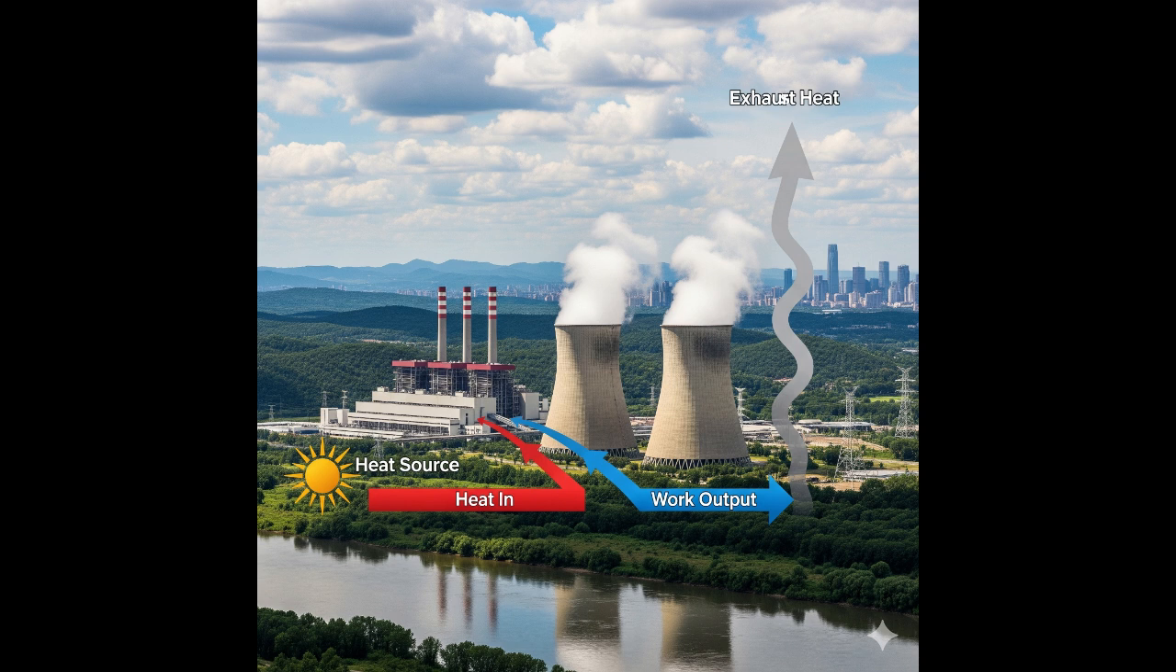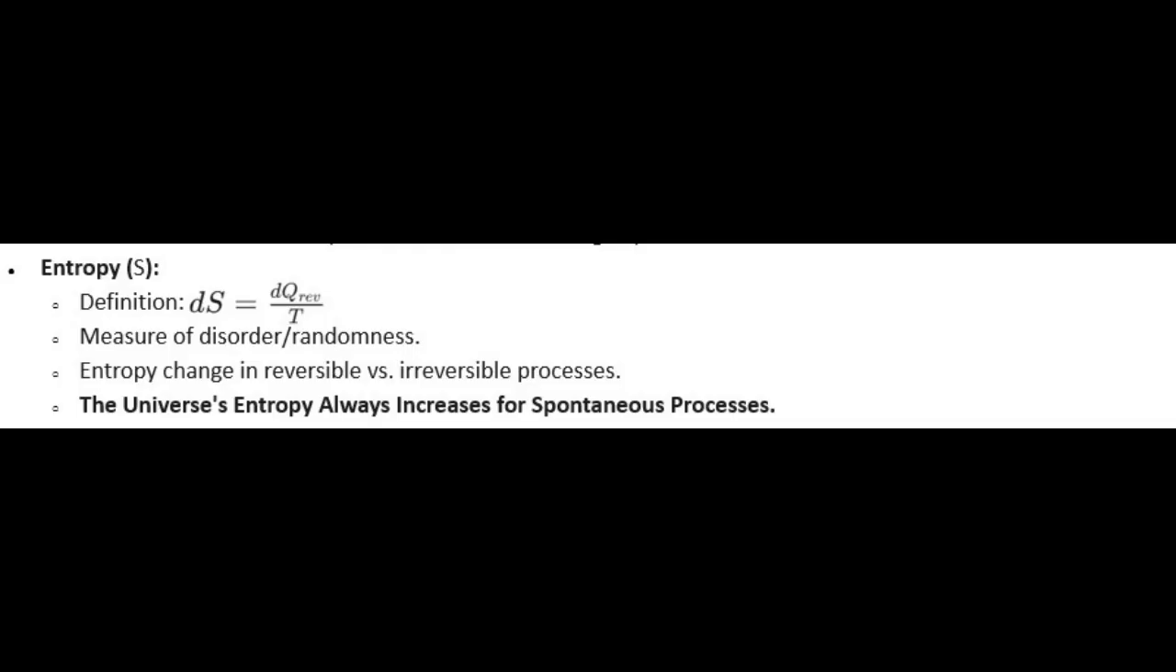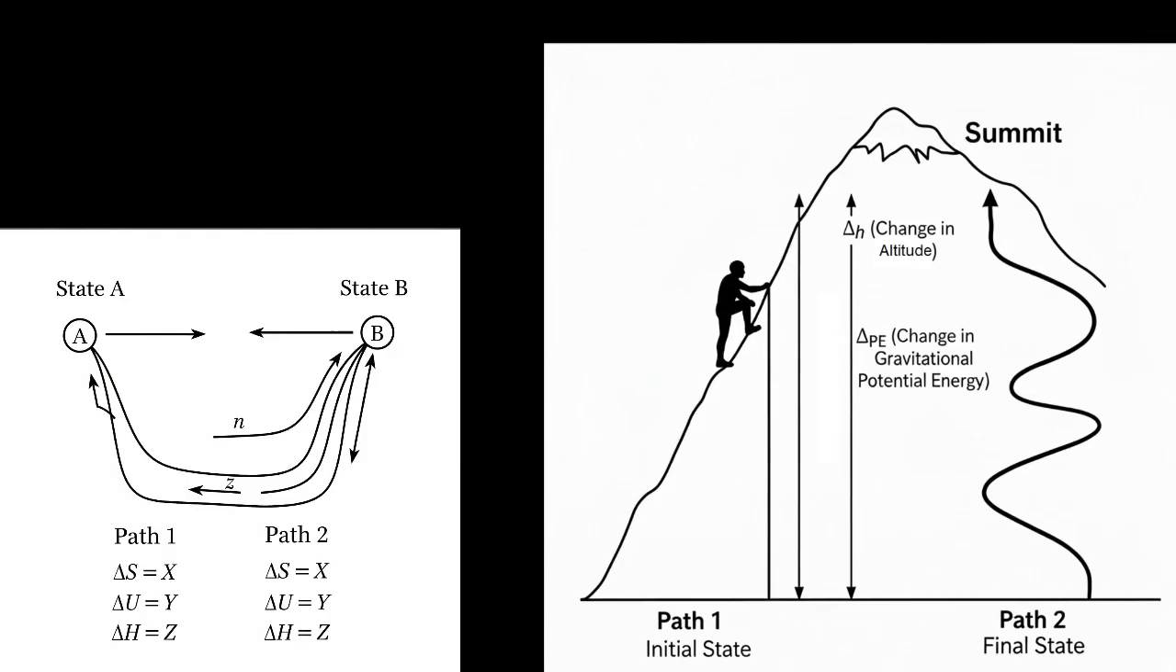Both statements point to the fundamental concept of irreversibility and the directionality of natural processes. Now let's introduce the core concept associated with the second law, entropy. Entropy is a state function, just like internal energy and enthalpy.